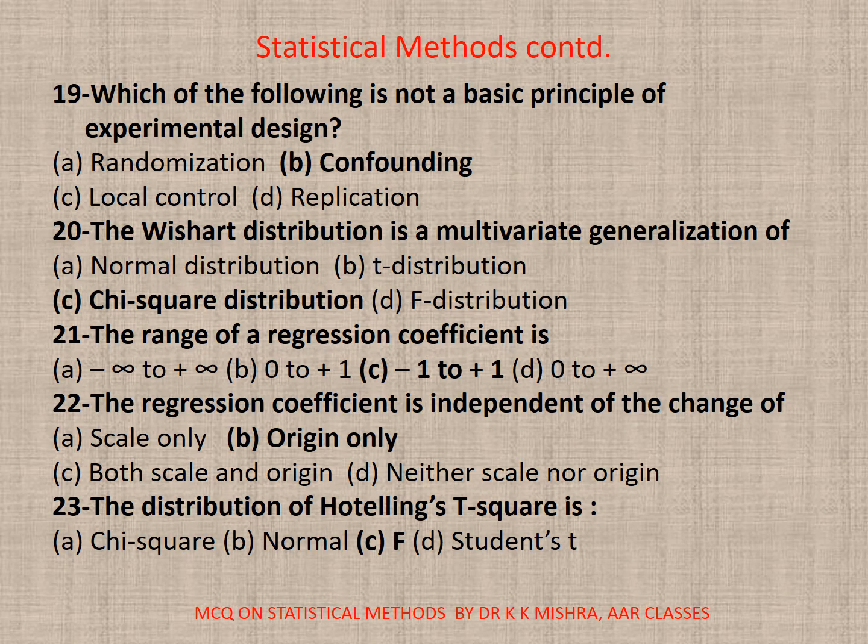19. Which of the following is not a basic principle of experimental design? A. Randomization, B. Confounding, C. Local control, or D. Replication. Correct option is B. Confounding.